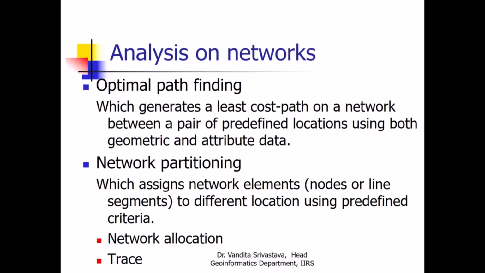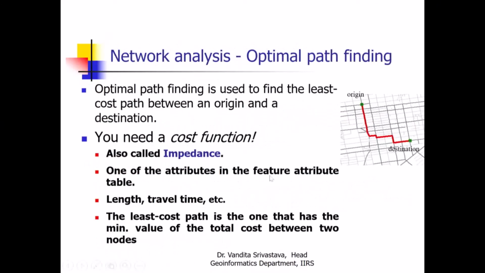So even in that global function I explained, if you have to allocate an area to a fire station or a hospital, you can use the Euclidean distance function or maybe some other functions to do the partitioning. Then trace analysis can also be done. I'll show you examples of these.